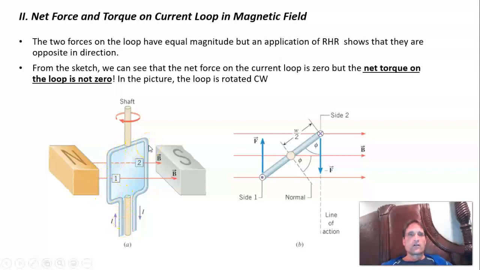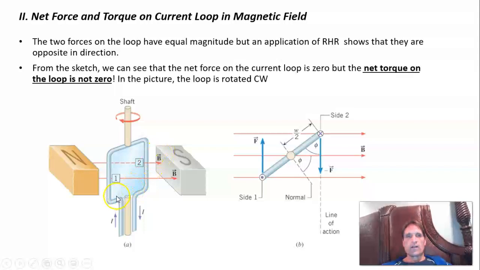Okay, so if you look at the left-hand side of the loop, we want to get the direction of the force. Okay, and here's a top view of this. So here's the current coming out of the screen toward you, and on the other side of the loop, the current is coming in. So this is side 1, which is over here, and this is side 2.